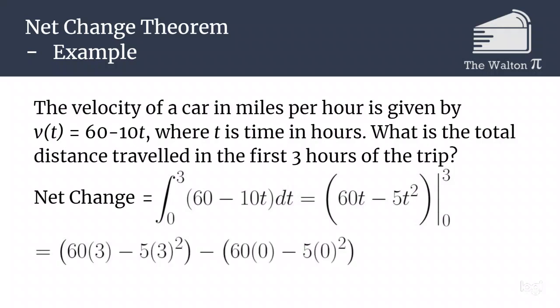At 3 it's 60 times 3 minus 5 times 3 squared, and we subtract from that this function evaluated at 0. So 60 times 0 minus 5 times 0. Great. Both of those go to 0. So this is just going to be 60 times 3, or 180, minus 5 times 9, which is 45. That's going to be 135. So the total distance traveled was 135 miles.